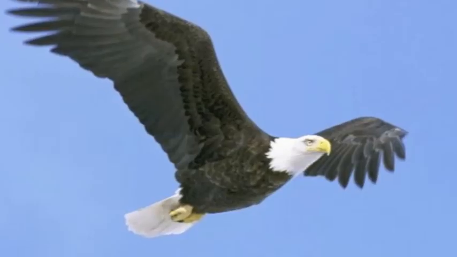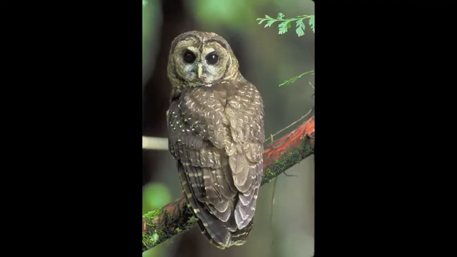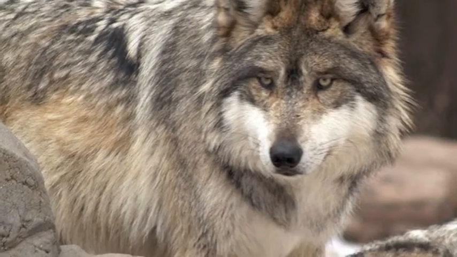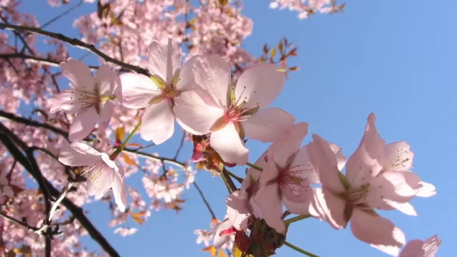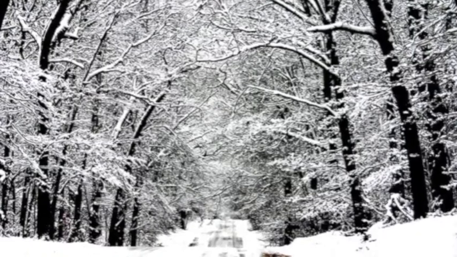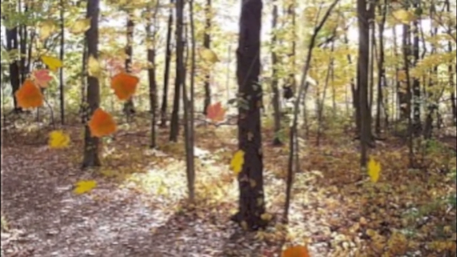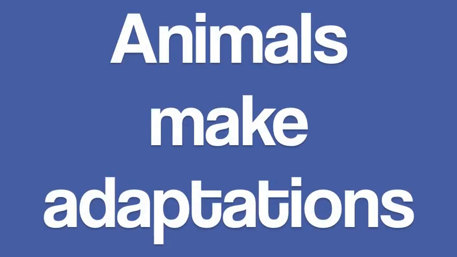Some endangered species of the deciduous forest are the bald eagle, the spotted owl, and the gray wolf. The deciduous forest has 4 distinct seasons: spring, summer, fall, and winter. In the fall, the leaves change colors. During the winter months, the trees lose their leaves. And then, all the animals adapt to the changing seasons.